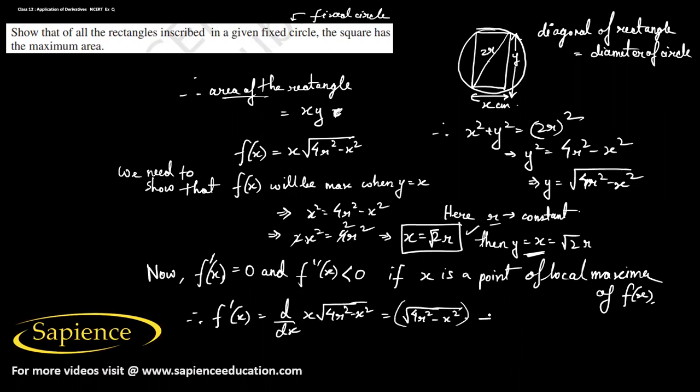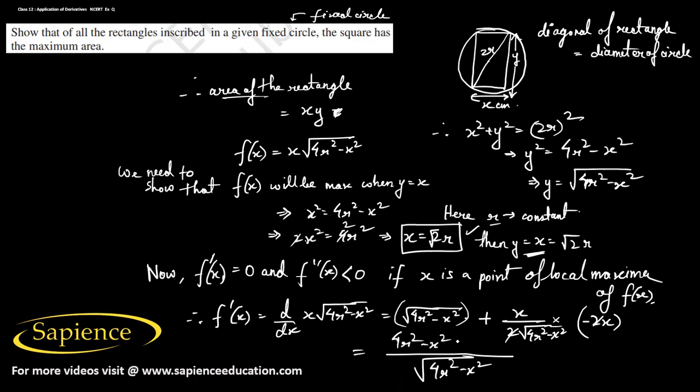plus x by 2 square root of 4r square minus x square into d by dx of 4r square minus x square, so that is minus 2x. So 2 and 2 will cancel. Then we can take the LCM, which is square root of 4r square minus x square, and this will be 4r square minus x square minus x square. So that is 4r square minus 2x square divided by square root of 4r square minus x square.